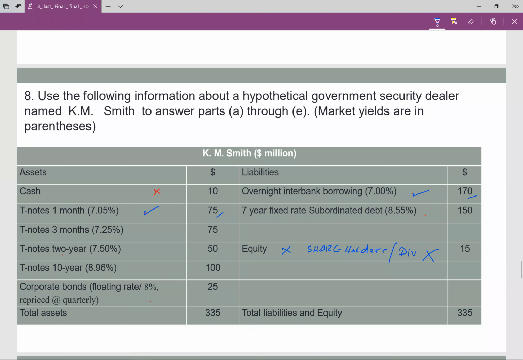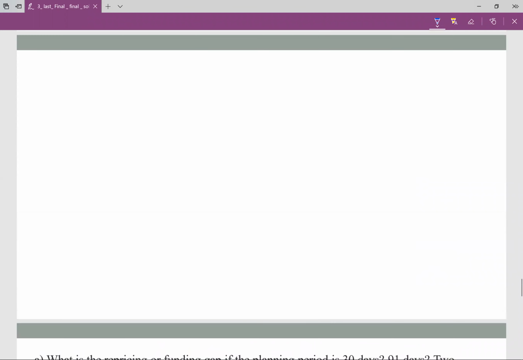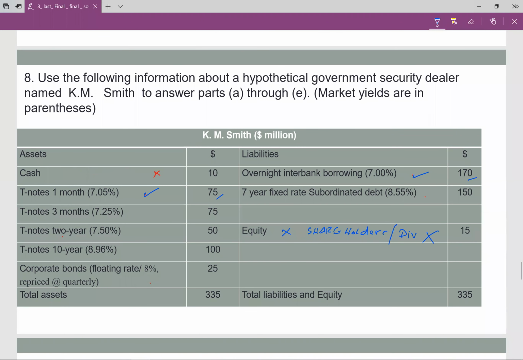Okay. Let's go. They say calculate also for me 91 days. Let's go to 91 days, which means I will take this guy and I will take this guy. Anybody else on the asset side? 2 years? No. 10 years? No. What about corporate bonds? Anybody help me with the corporate bonds? Take it or not take it? Any suggestions? Don't take it. Don't take it?